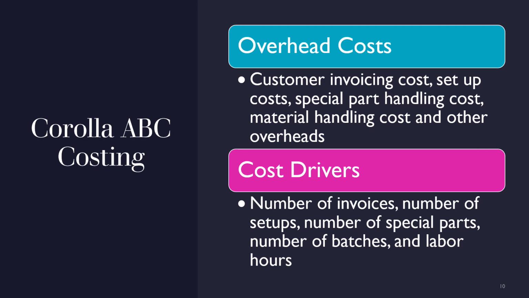and other overheads. Each of these overhead costs has certain cost drivers that we can then identify as number of invoices, number of setups, number of special parts, number of batches, number of labor hours used. With this method we can then accurately identify the exact amount that it would take to make a Toyota Corolla and if we are going to be making money off of the Toyota Corolla.